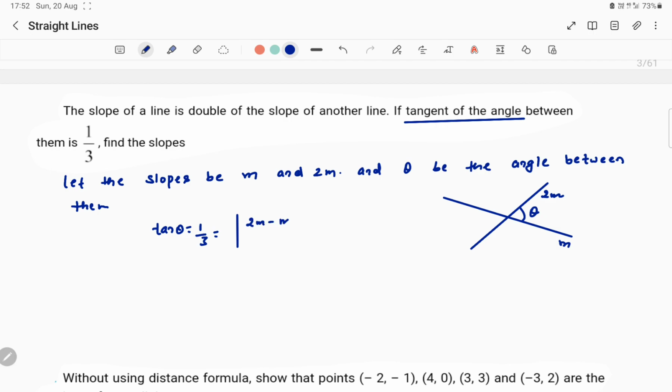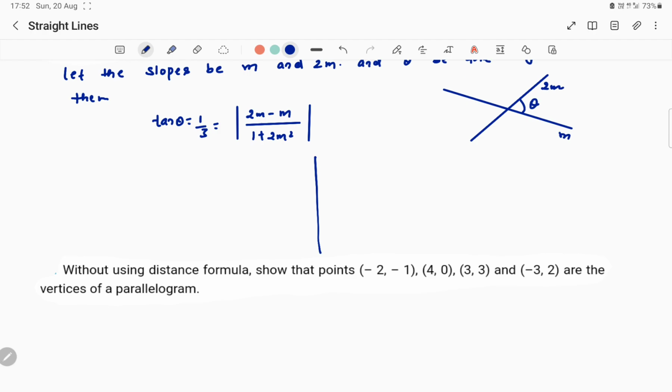So this we can write as m2 minus m1 divided by 1 plus m1 m2, which is 2m square. Now solve again for plus and minus. So we got 1 by 3 is equal to m by 1 plus 2m square. When you do cross multiplication, you get 2m square minus 3m plus 1 equal to 0. I hope you can get the roots from there.